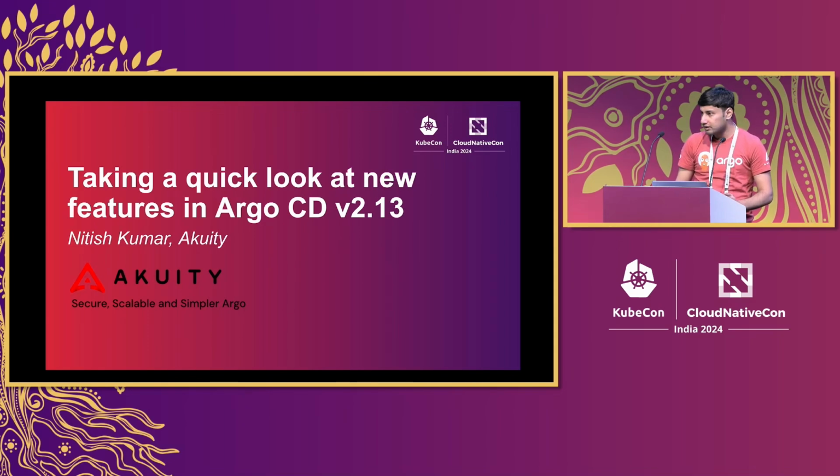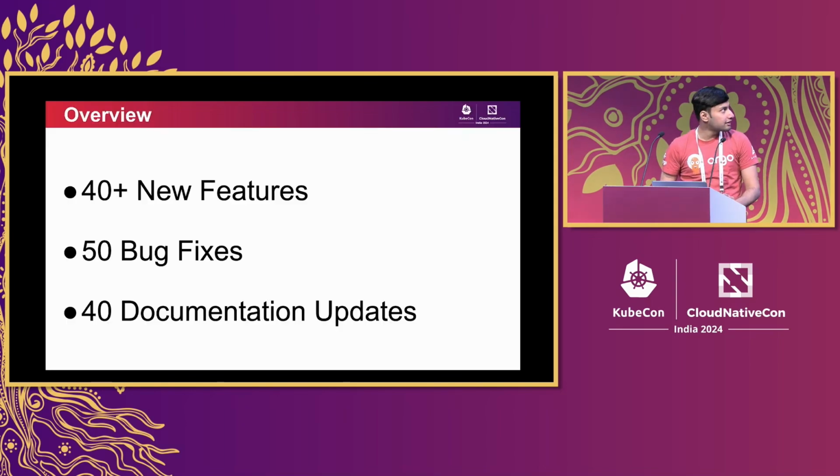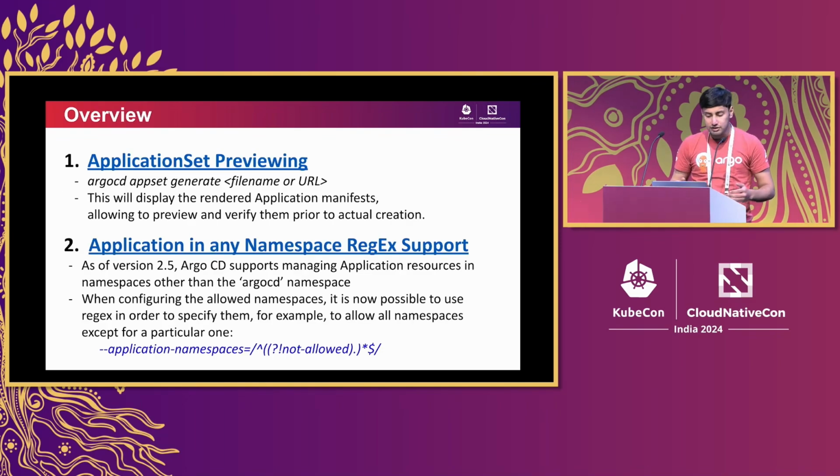Having said that, let's get started and see what are the new features that we have added so far in version 2.13. In this 2.13 version, we actually had 40 plus new features, 50 bug fixes and 40 documentation updates. I'll quickly take a look over some of the major things that I personally find interesting. And at the end of this talk, you can take a look at the slides and go through all the things.